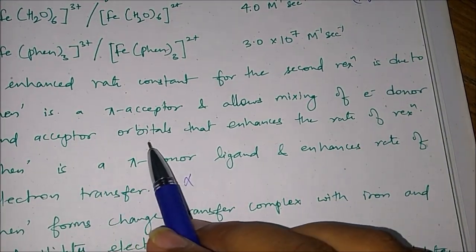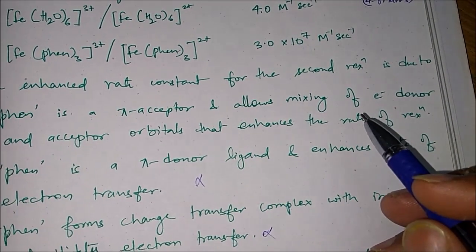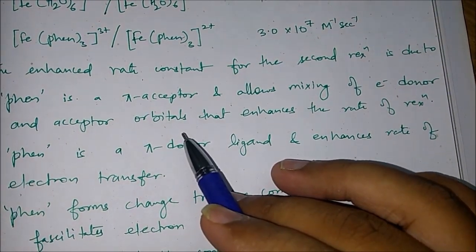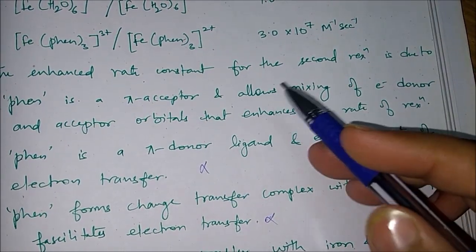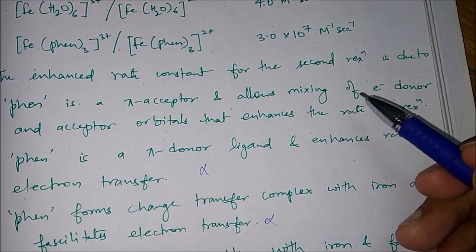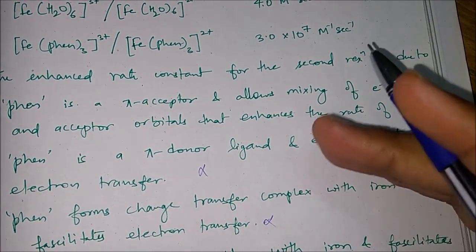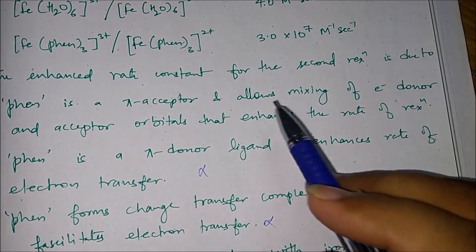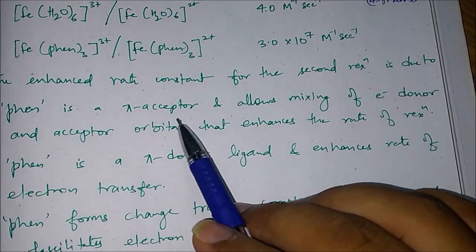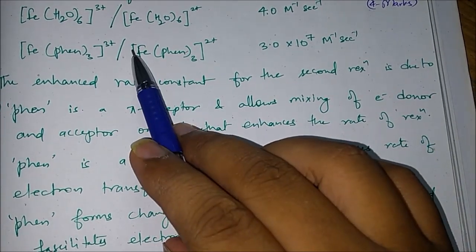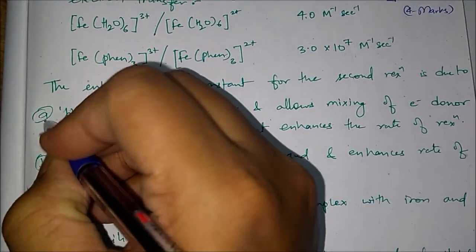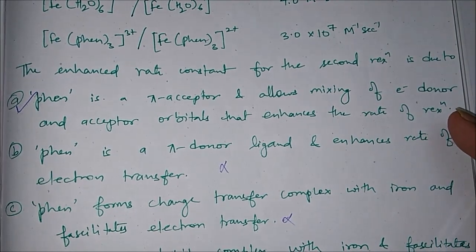And in simple words, you can say that phenanthroline is a pi acceptor ligand and it has low lying pi orbitals. That's why they get mixed or overlapped with the acceptor and donor orbitals. So it gets overlapped with them, and that's why the reaction rate is enhanced. It has low lying pi acceptor orbitals, and they get overlapped easily with the metal orbital. So that's why the rate is enhanced over here. All right, so the answer will be option number one. In this way the question has to be done from your outer sphere and inner sphere electron transfer mechanism.